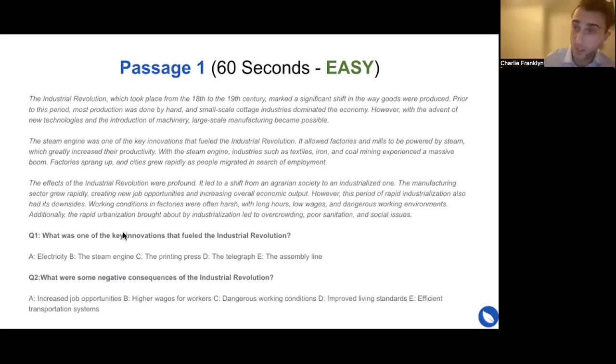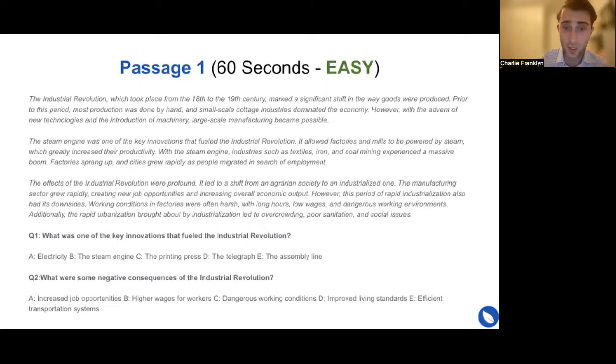So the first question was, what was one of the key innovations that fueled the Industrial Revolution? As we talked about, read the question first, then just quickly scan for the information. And if you scan, we can see here the steam engine was one of the key innovations that fueled the Industrial Revolution. Done. So correct answer was B. Looks like almost everyone got that question correct. So well done. As you can see here, at this point, I have no idea what most of this passage says. All I know is the correct answer, which is all we need.